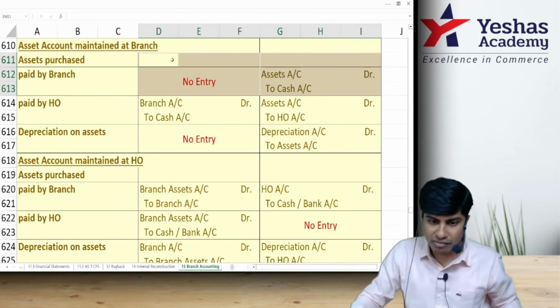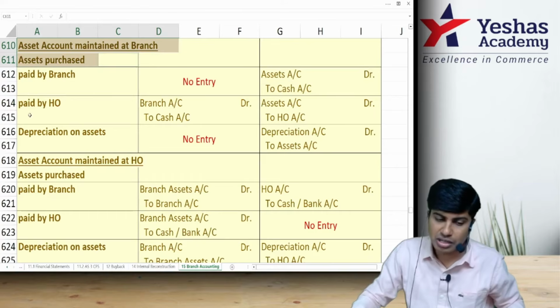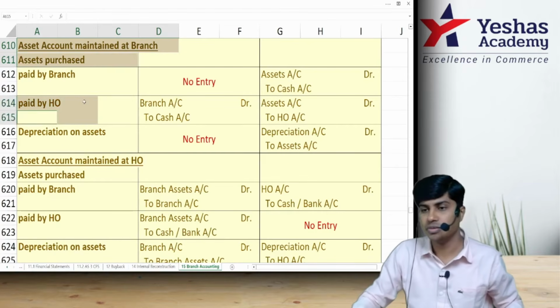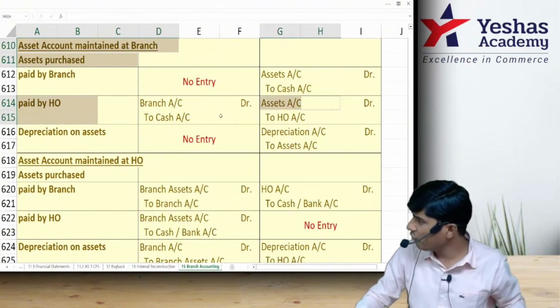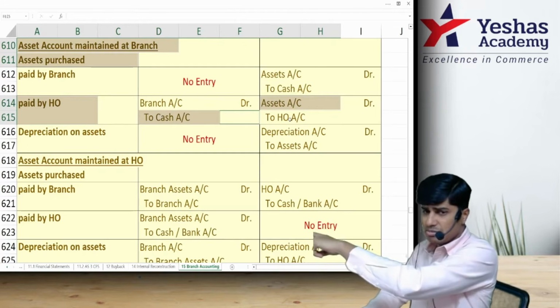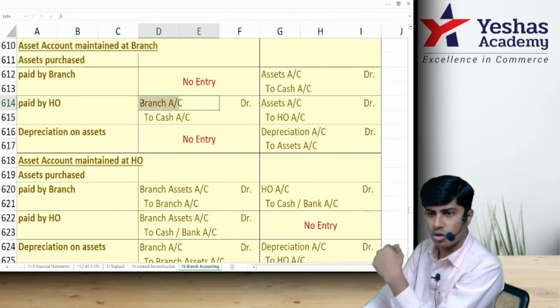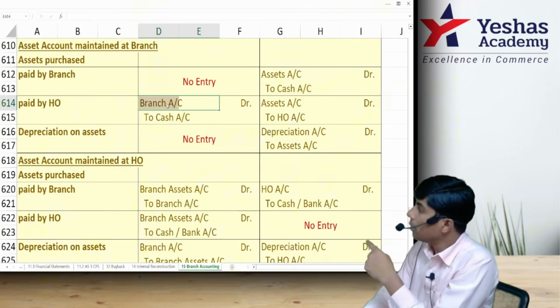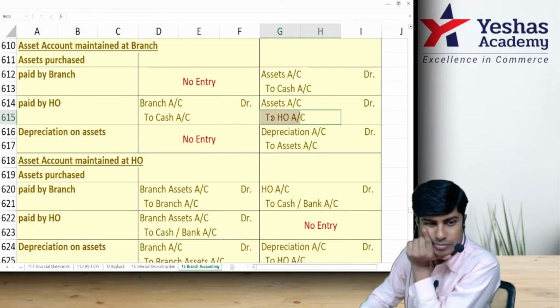What if, beginning with the heading again, the asset is maintained by branch, the asset is purchased, but the payment is made by head office? Then branch will write asset account debit. Head office will write cash account credit. In branch, credit is missing. In head office, debit is missing. Head office will debit branch because head office has paid money to branch. Branch will credit head office because branch has collected cash from head office.